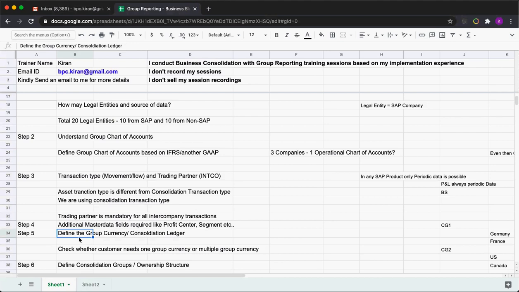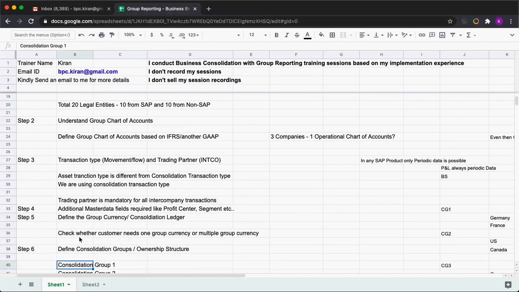If the ledger and currency are both the same, because the ledger and currency combination creates the consolidation ledger, how many ledgers do you want? If you can maintain two separate versions for IFRS and US GAAP, you can use the same consolidation ledger. If they want multiple group currencies, then you have to create multiple consolidation ledgers. You have to clearly understand the customer requirement and how many consolidation ledgers are required. Consolidation ledger is basically the FI ledger and group currency combination.